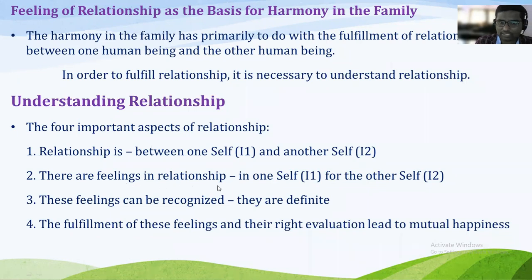There are feelings in relationship. म्हणजे पहिल्यांदा रिलेशनशिप ही I1 आणि I2 मध्ये आहे. There are feelings in relationship, म्हणजे त्या रिलेशनशिपमध्ये फिलिंग्स आहेत आणि ते फिलिंग सुद्धा in between I च आहे. बरोबर आहे. These feelings are recognized and they are defined. ते फिलिंग हे डिफाइन्ड आहेत, ते रेकग्नाइज ओळखले जाऊ शकतात. And the fulfillment of these feelings and the right evolution will lead to mutual happiness. So all these four aspects are very important to understand while maintaining the relationship.